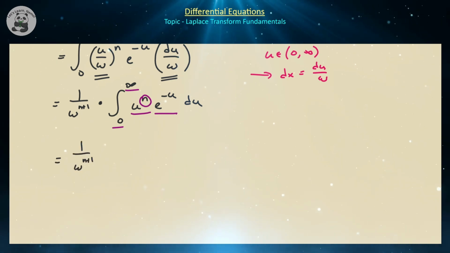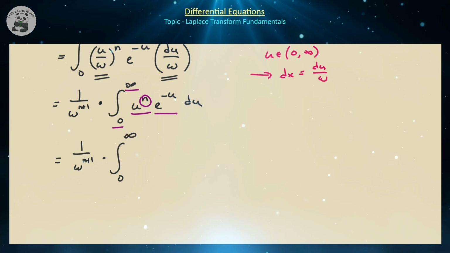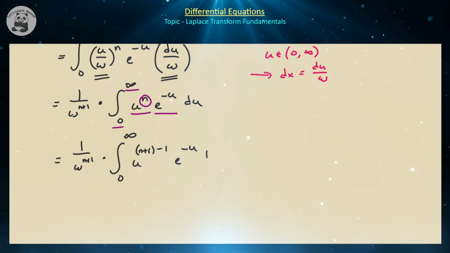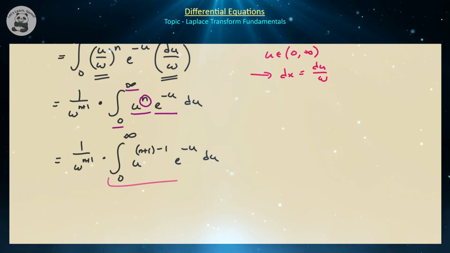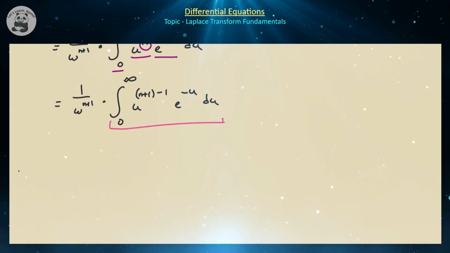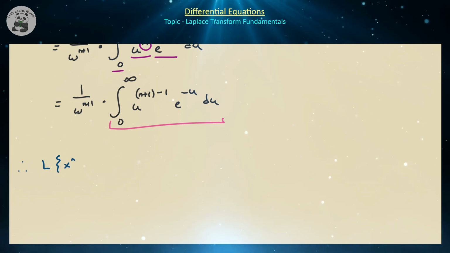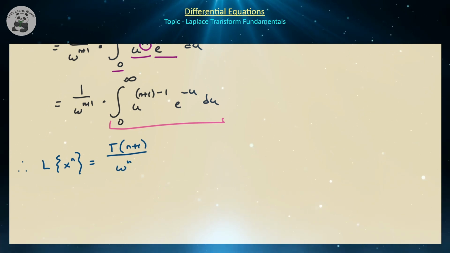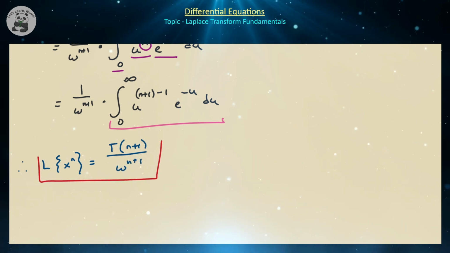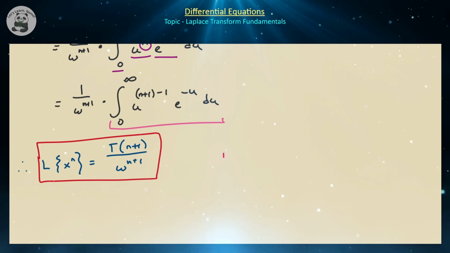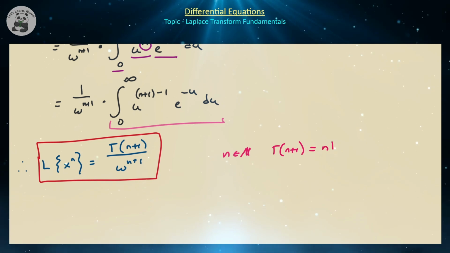So this is going to be omega to the power of n times the integral from 0 to infinity of u to the power m plus 1 minus 1 e to the minus u du. And this is just a gamma function, right? Gamma of n plus 1 in particular. So therefore, the Laplace transform of x to the power of m is just going to be equal to gamma of n plus 1 all over omega n plus 1. Right? So keep in mind, if n is a natural number, then gamma of n plus 1 is just equal to n factorial.